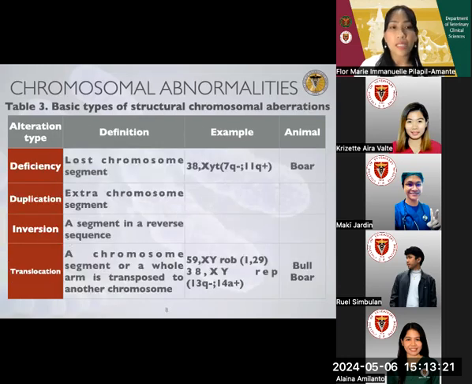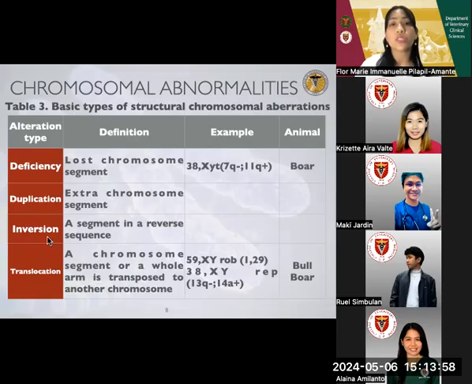Another summary here would be the basic types of structural chromosomal aberrations. So we have your deficiency, and instead of the capital Y for the boar, we have a small Y with a T, and the location of where the aberration is. So that's your genetic aberration: a lost chromosomal segment, so it doesn't have the complete capital Y there. Or it can have a duplication, an extra chromosomal segment.